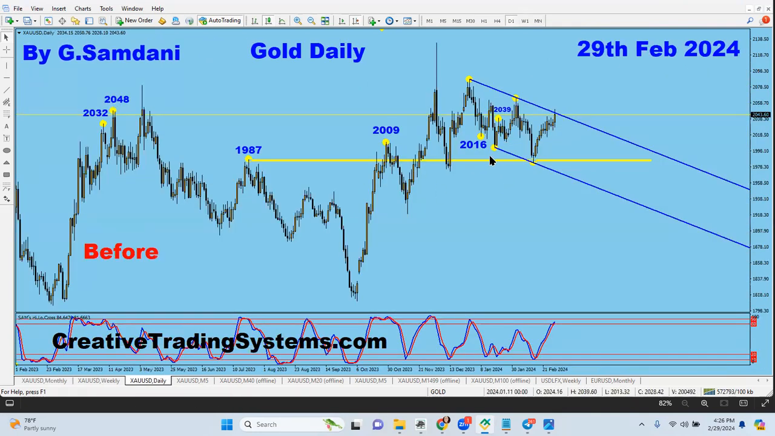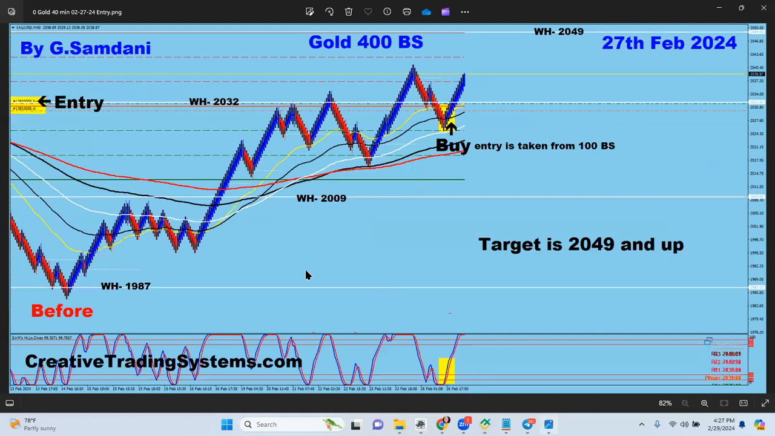This is a daily chart. It was like here somewhere. It says it's going to go up to these levels, and the target was... I'll show you that in a smaller time frame. My target, let me show it to you now. So then I made this chart here, on the 27th of Feb, and I opened a trade here as well from my 100 brick size.